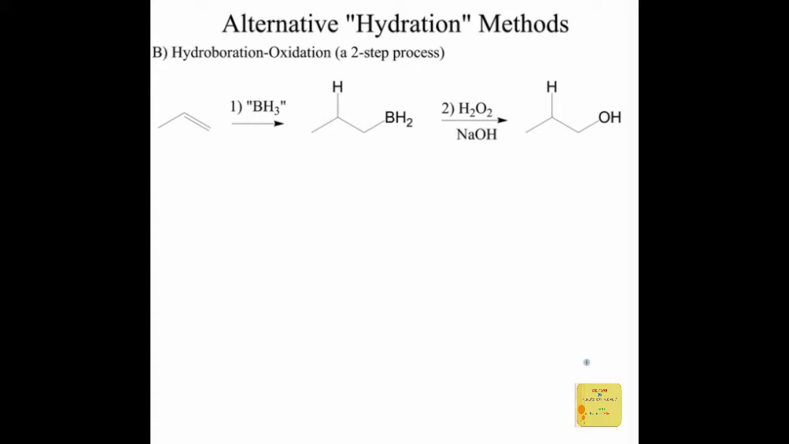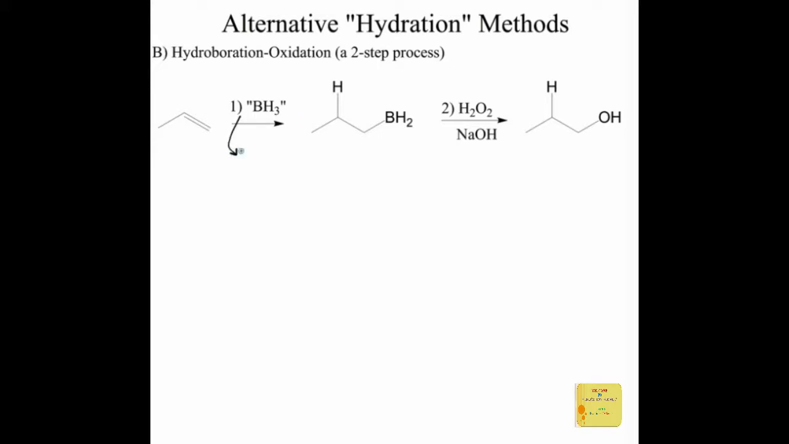Another possibility for adding water across the pi bond, our second one, is called a hydroboration oxidation. Now again, with that big name, that kind of tells us it's another two-step process. We start with an alkene. The first thing we do is a hydroboration. We add BH3. Now BH3 is in quotes because BH3 is a very unstable molecule.